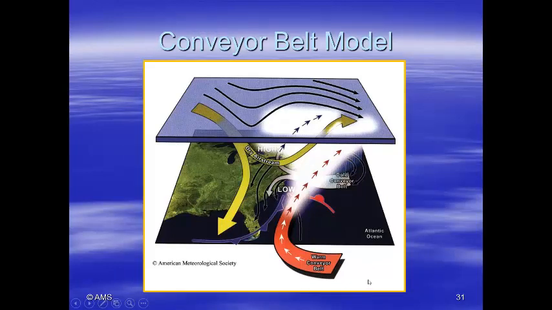So here we see the warm conveyor belt bringing up humid warm air, and the cold conveyor belt which sweeps up this way, and from aloft we have this dry airstream, the dry conveyor belt.